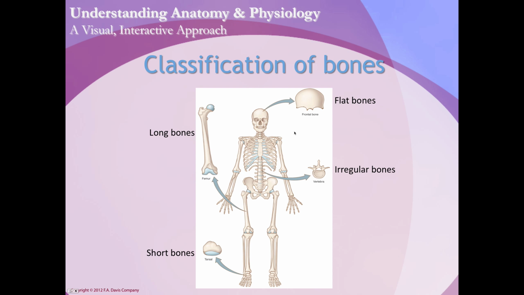So here are the classifications of bones. We're going to have long bones here. We're going to have flat bones, like up here on the skull. We're going to have short bones down here, like in your foot, the tarsal bones, and irregular bones like your vertebrae.